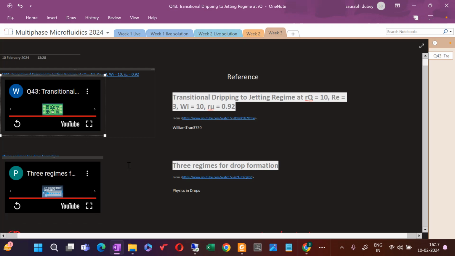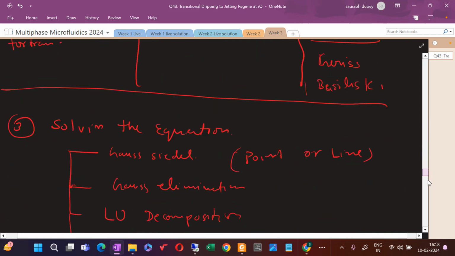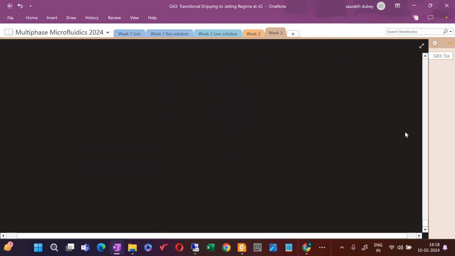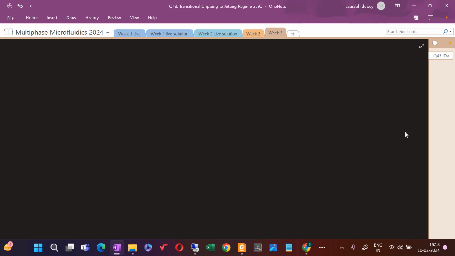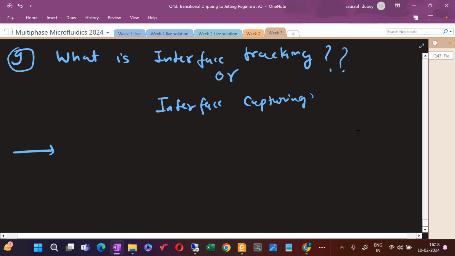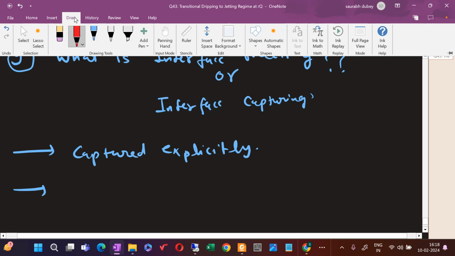So in the interface capture that we were talking about, the interface between the phases is captured explicitly, and this is done by solving an additional equation.